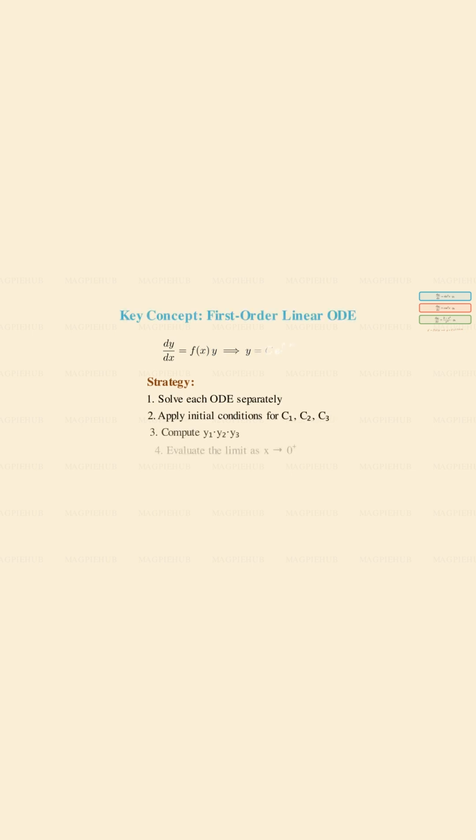The key concept is the first-order linear ODE. For an equation of the form dy/dx equals f(x) times y, the general solution is y equals c times e to the integral of f(x) dx. The constant c is determined by the initial condition. Our strategy will be to solve each ODE, multiply the three solutions together, and then evaluate the limit.